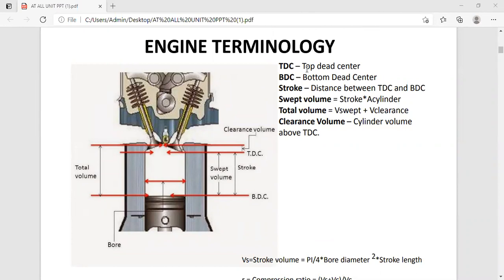Okay. So in this slide, we have discussed the engine terminology. In the theory examination, they are going to ask you to draw a neat sketch of the engine terminology and explain each and every term. So at that time, you have to show TDC, BDC, stroke, swept volume, total volume, and clearance volume.